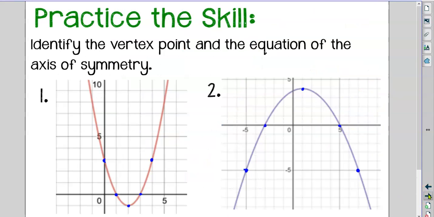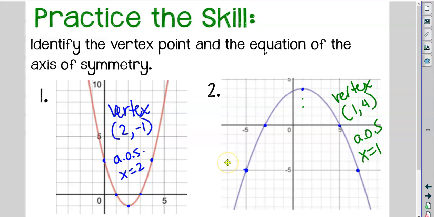All right, let's see if we can't practice this a little. Identify the vertex point, and then tell me the axis of symmetry. Pause the video now. All right, let's see how you did. The vertex point for number 1 was 2, -1. And the axis of symmetry always goes through that x value. So if the x value is 2, the axis of symmetry is x equals 2. For question number 2, the vertex was 1, 4. So the axis of symmetry goes through the x value, so it's x equals 1.